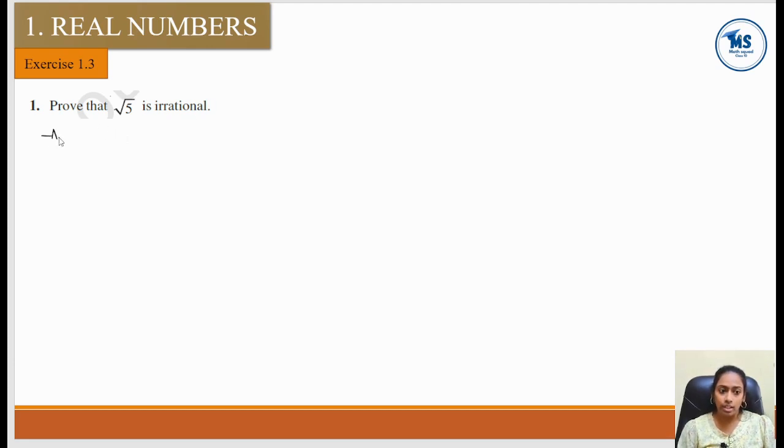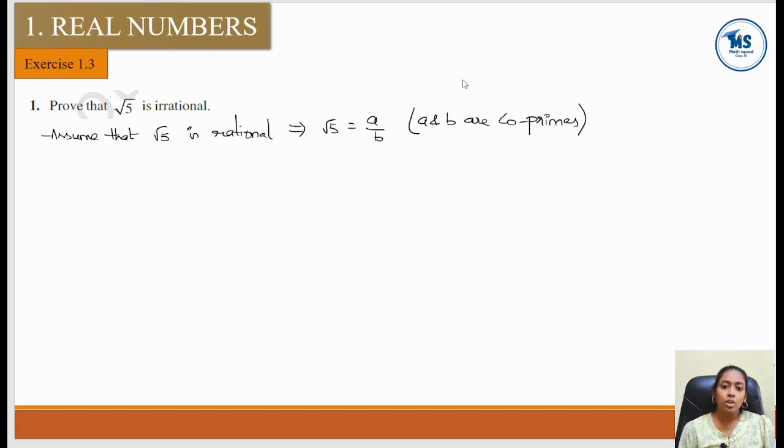Let us assume that root 5 is rational, which implies I can write root 5 in the form of a by b or p by q, where a and b are co-primes. Co-primes means no common factors for a and b. For example, you take 7 and 9. Do they have any common factors? No, right? So these numbers are co-prime. So we are assuming that a and b are co-prime.